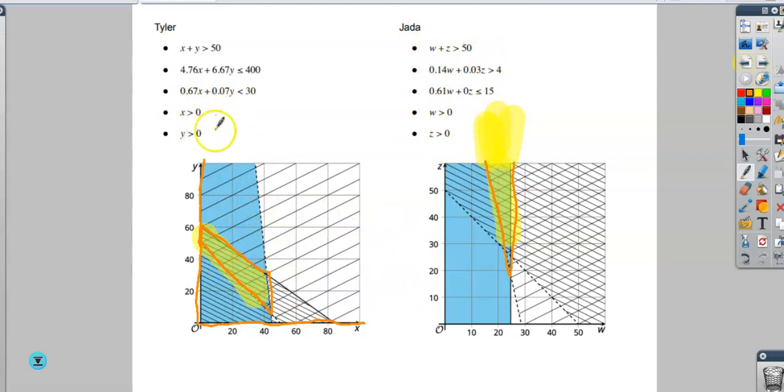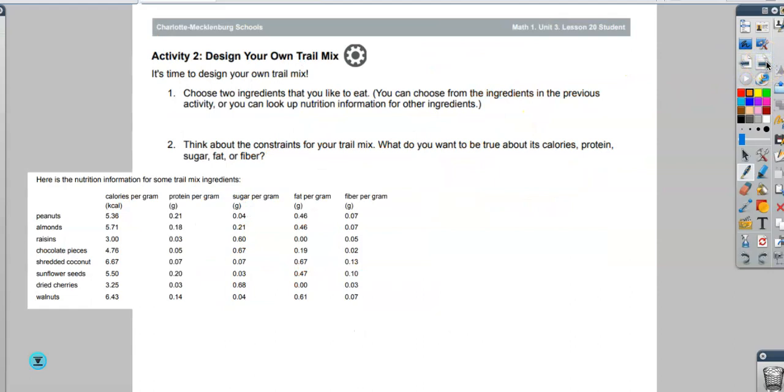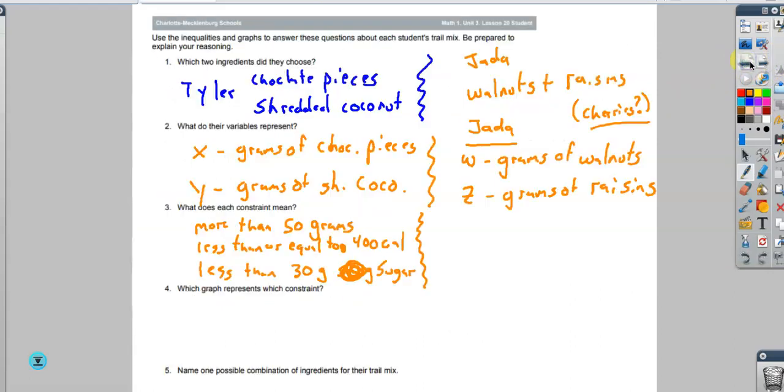So this just means everything's going to be positive, right? The grams are all going to be positive. It's going to be a quadrant 1 graph, staying in quadrant 1 to keep all your numbers positive. So that's another constraint there. So it's going to be in quadrant 1, just like Jada, quadrant 1.